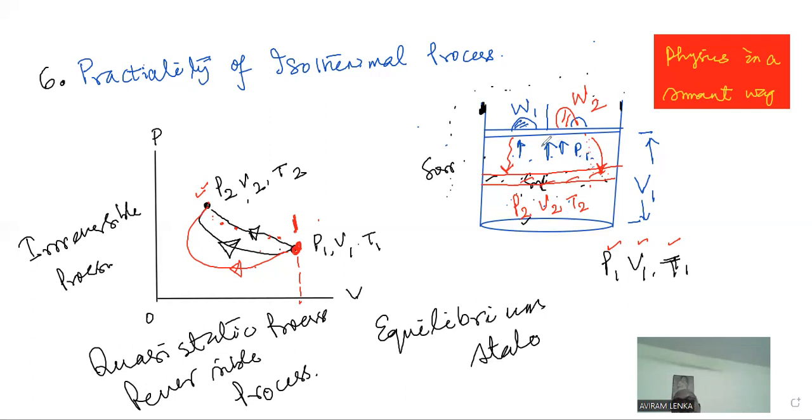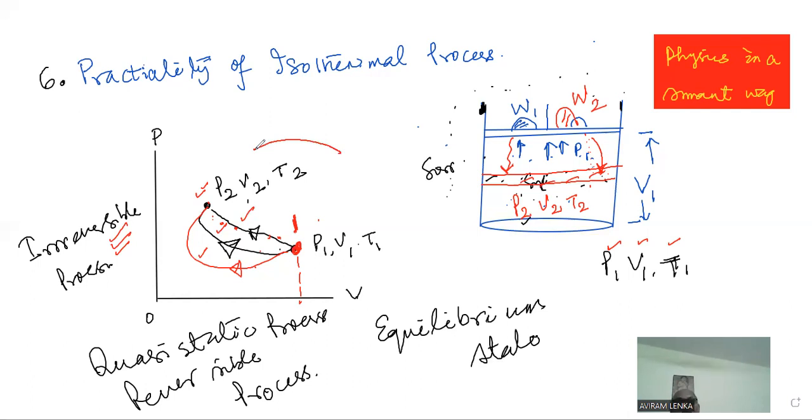When the weight changes from W1 to W2, how does the gas change its pressure from P1 to P2? We know that the gas changes its pressure from P1 to P2, but which way or which path? Whether the gas is going via this path or this path or this path is not definite. That is known as an irreversible process.